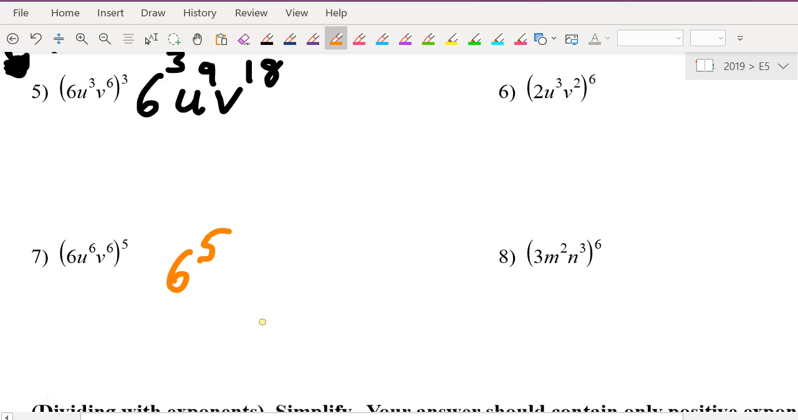What else? And then you have to do 6 times 5, and then you get u to the 30th, and then v to the 30th. Do we agree? Yeah. Excellent job. Let's give a hand to all the people who volunteered. And for the long answer, it is 30,776. Yes.